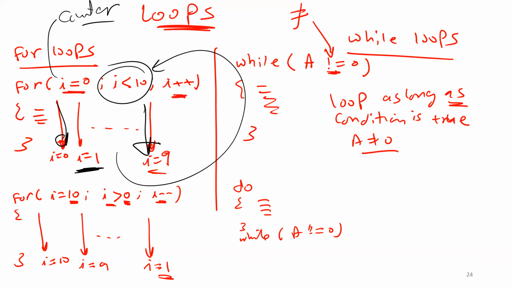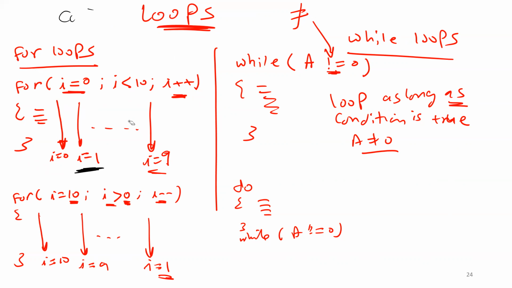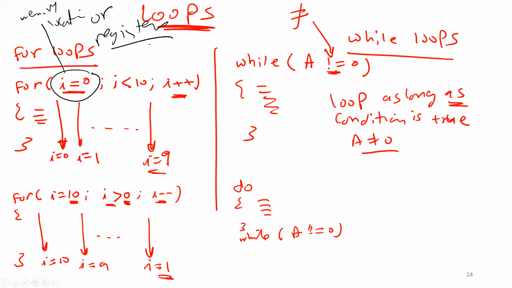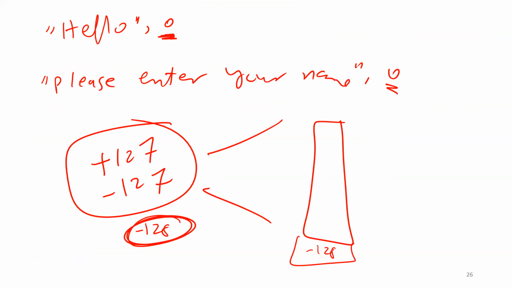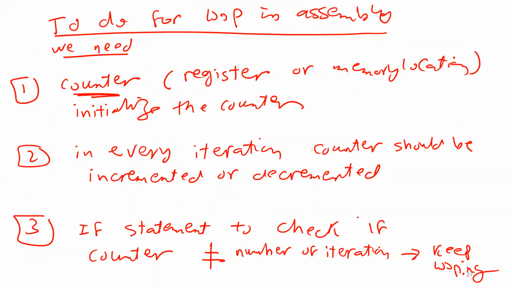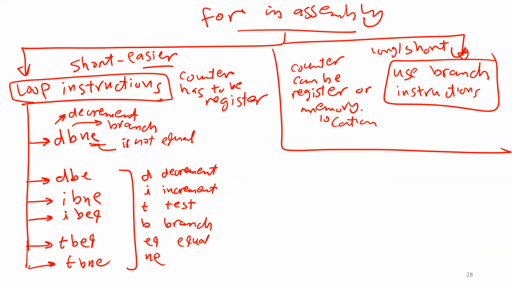However, the variable here, the counter you are using, can be a memory location or it can be a register. So I can use one register as a counter or use a memory location. This is what I explained here, and I told you guys we are going to do for loops by two different ways. One way, I didn't explain it yet, is using the loop instruction, as you see here.